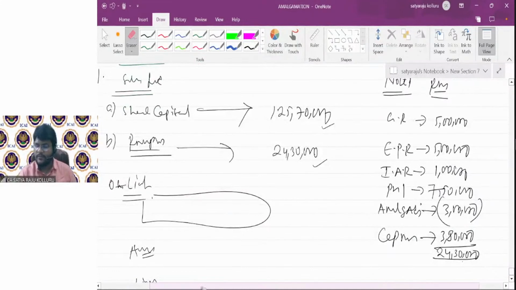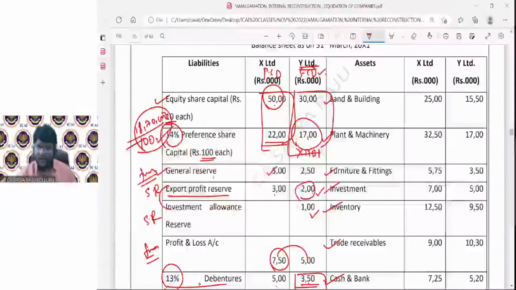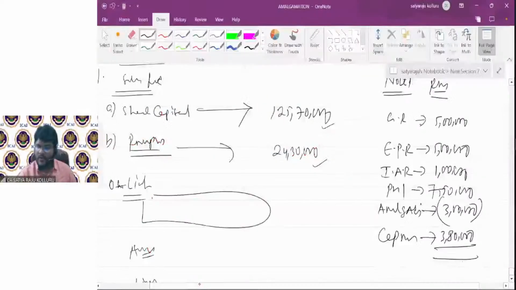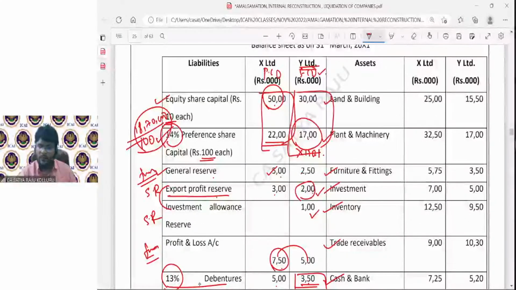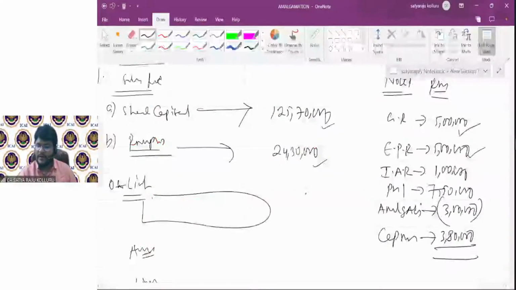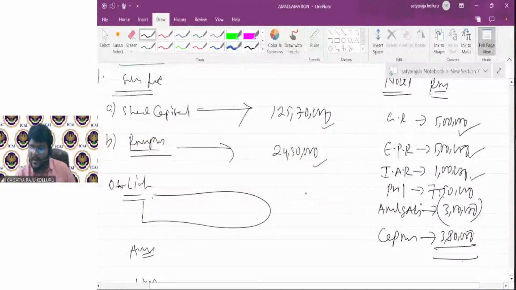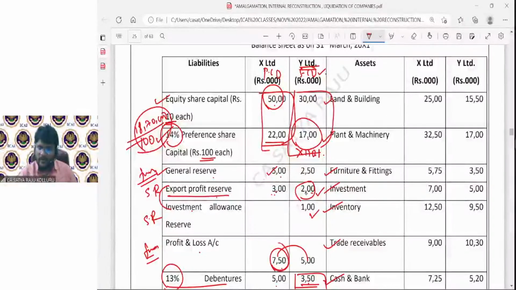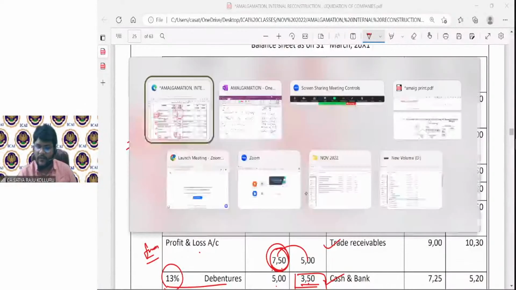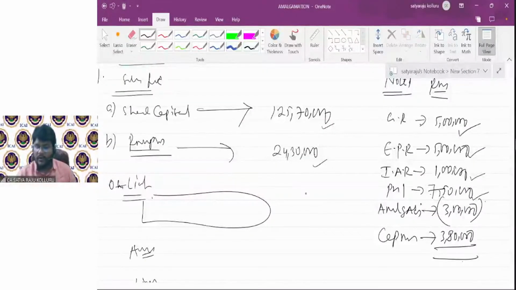Accordingly change it, guys. Reserves and surplus: remaining all are correct. General reserve 5 lakhs, exactly correct. Export profit reserve 3 plus 2, 5 lakh, exactly correct. Investment allowance reserve, I considered 1 lakh, correct. Then P&L: profit and loss account, please consider only for X Limited, which is 7,50,000. Don't consider Y Limited. Then amalgamation adjustment account 3 lakhs negative. Then capital reserve, I got 3,80,000. Please all of you change it accordingly. Sorry, I considered both the companies' P&L. That's wrong.